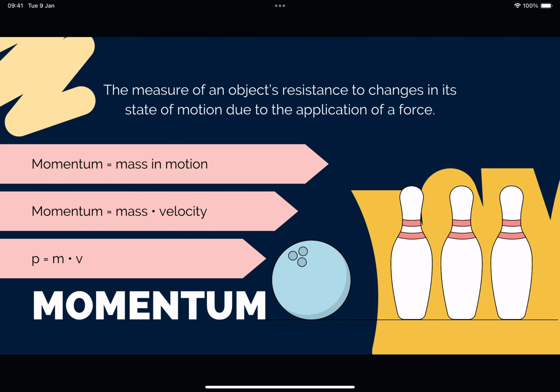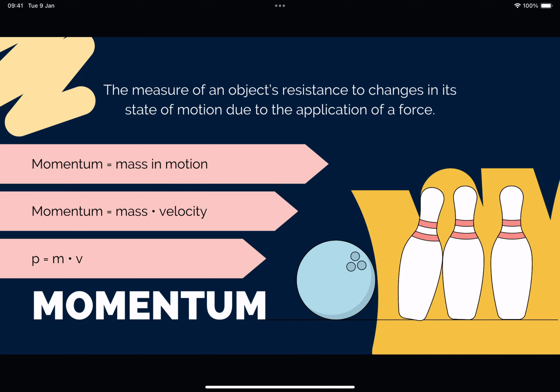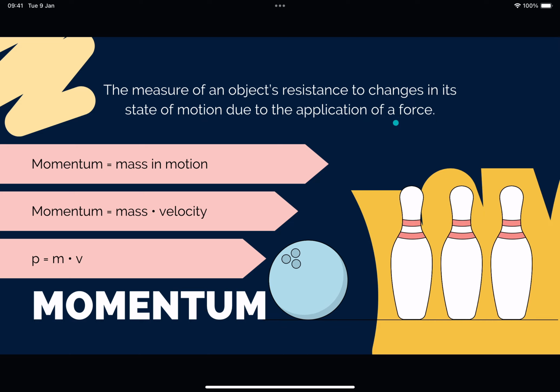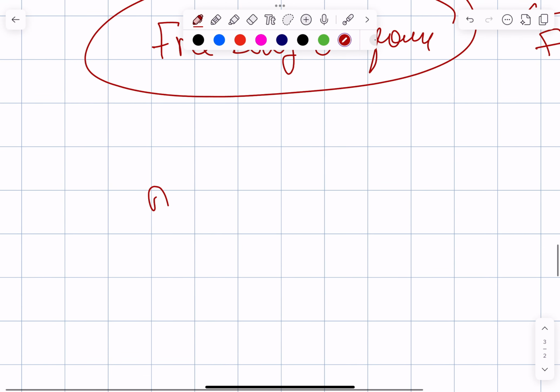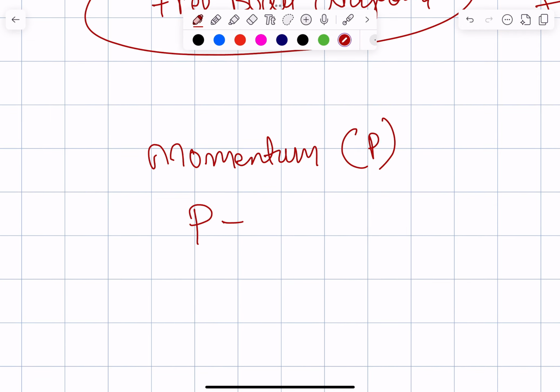What is momentum? In the last class on physical quantities and measurement, I told you momentum describes the quantity of motion. The measure of an object's resistance to change in its state of motion due to application of force is known as momentum. So momentum is simply mass in motion. Momentum is described by the letter P. You have to remember, P is not power, P is momentum, and the formula to describe momentum is mass into velocity.